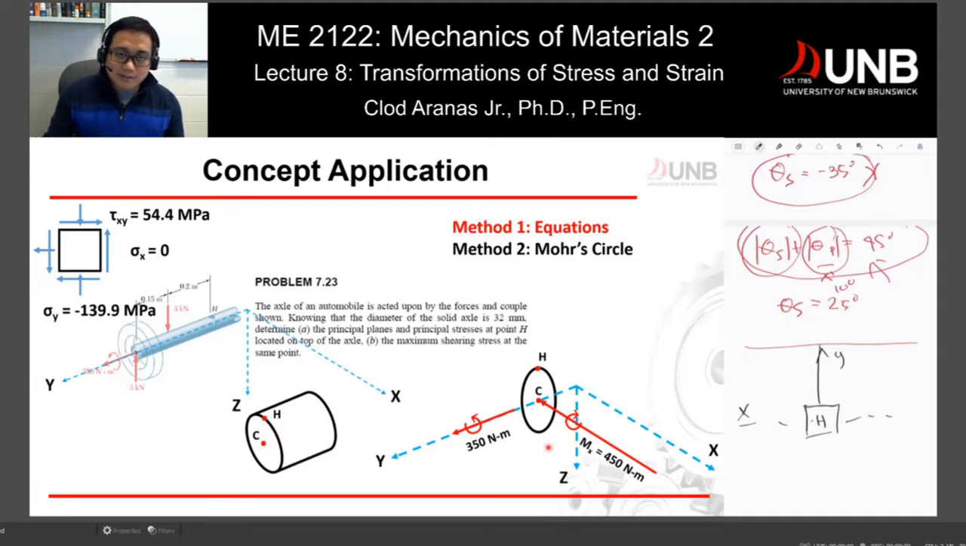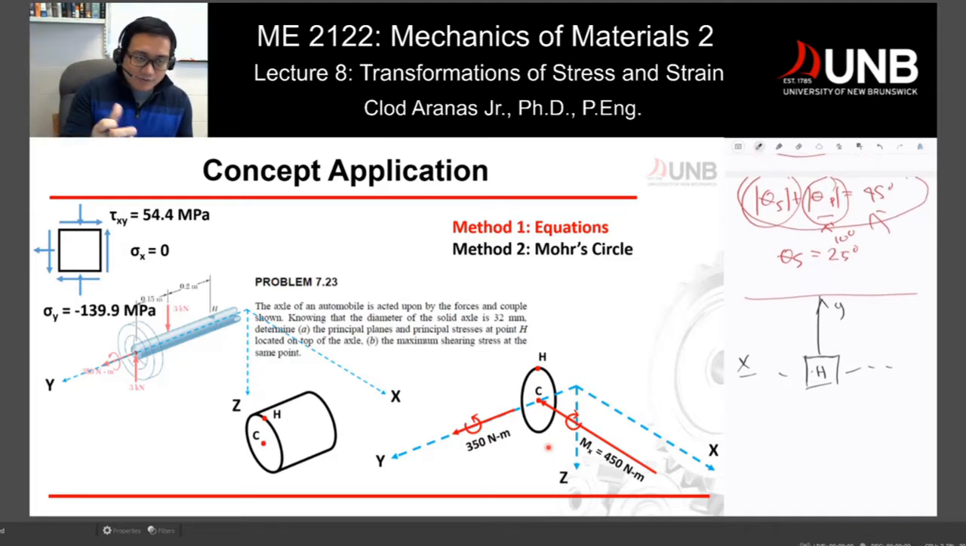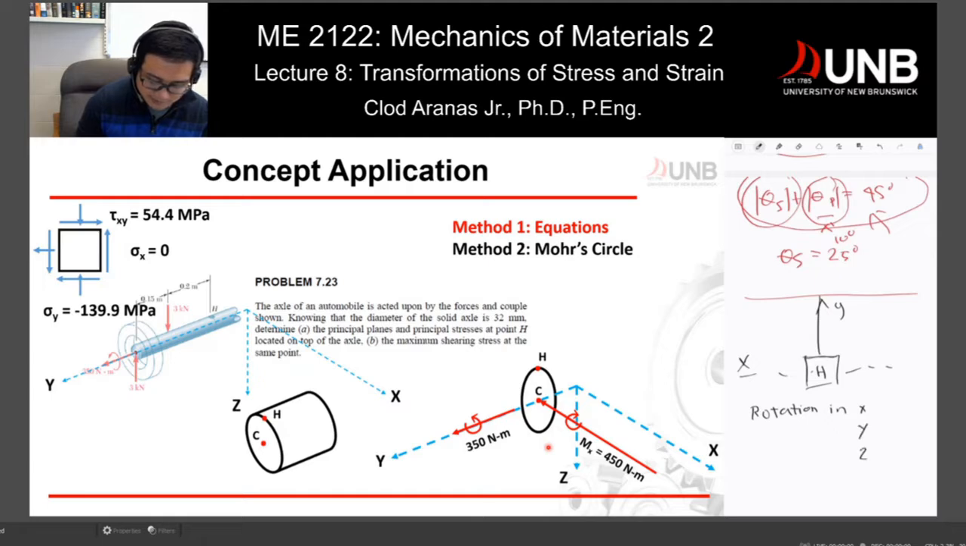First, let's look at rotation in various directions. The technique, if you have a 3-dimensional object, is to look for rotation in all axes. That's the first step that you have to do: rotation in X, Y, and Z. That's the first thing that you have to check. What's the rotation? Is it moment? Is it torque?